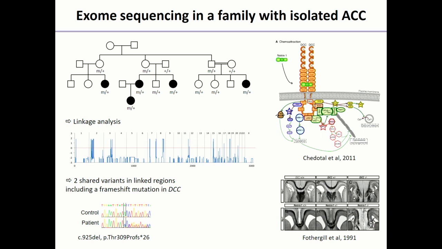And it was also known that both DCC and netrin-1 deficient mice have complete agenesis of the corpus callosum, as you can see here. So it's the corpus callosum of the mice, and you can see it's completely disrupted here. It's DCC and netrin-1.